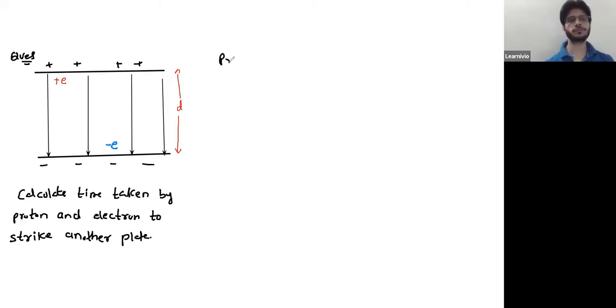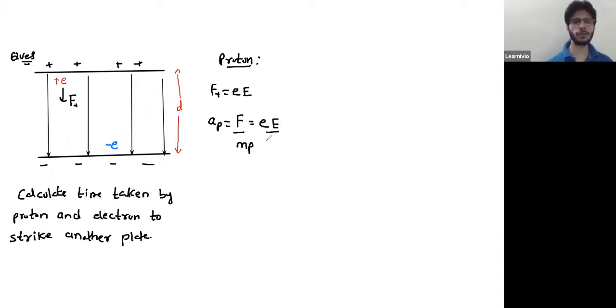So let's start with proton. Proton will experience electric force in the downwards direction. So the force on proton is simply charge of proton multiplied by electric field. Next, you can calculate acceleration of proton. The acceleration of proton is simply force divided by the mass of proton. So this is eE over mp. I'm not substituting the values of E and mp here, because this capital E is not given. There's no point in substituting numerical values. We will solve this in alphanumeric terms, in terms of capital E and m.